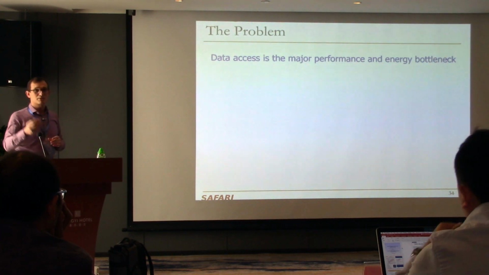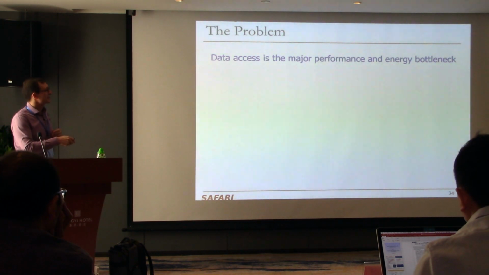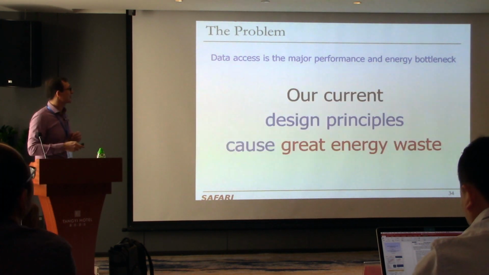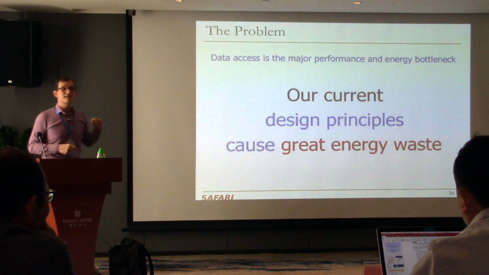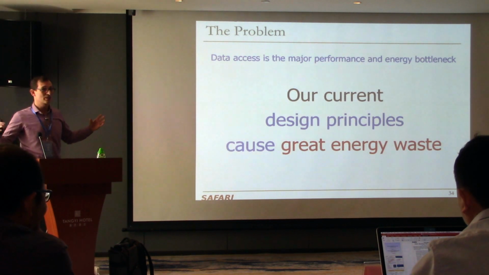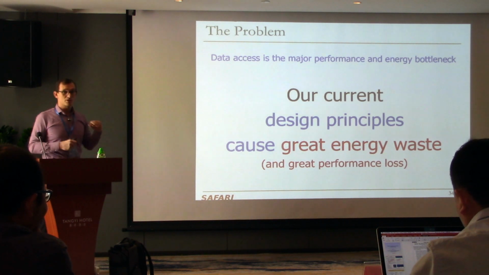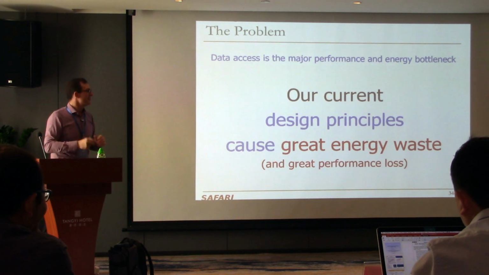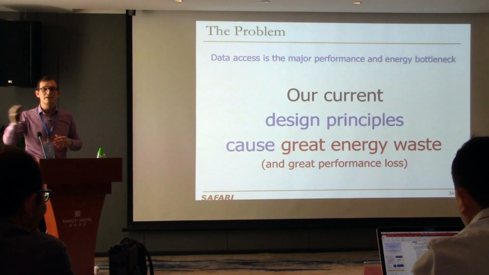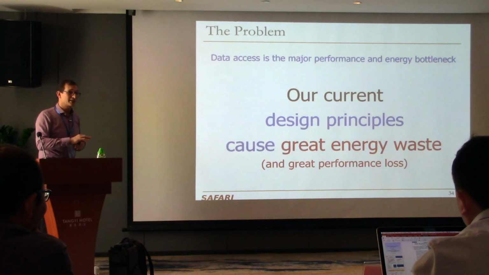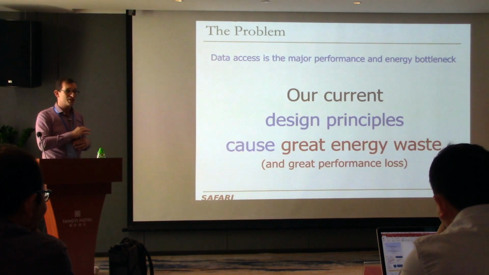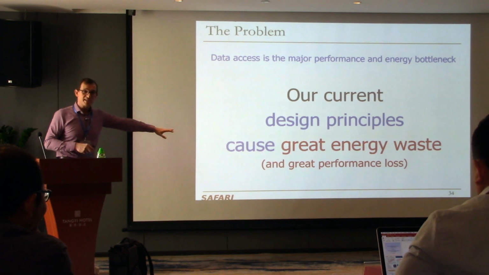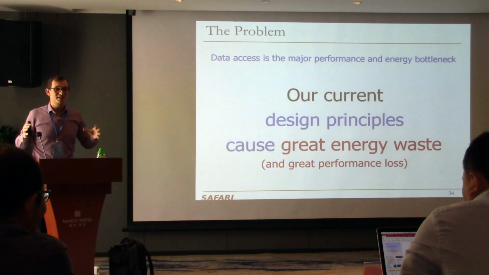I think that we should really realize the problem. The problem is really data access is the major performance and energy bottleneck today. And our current design principles essentially cause great energy waste. They also cause great performance loss, and I put this in parentheses. They cause great energy waste because we're moving data all around the system, as I said earlier. So that's wasting a lot of energy. It's also wasting performance, but we actually design our systems for performance.